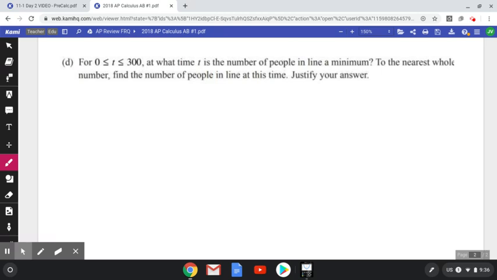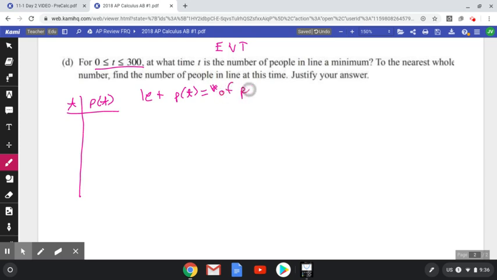Okay, let's read this one and see if we can figure out what to do. So it says for 0 to 300, at what time t is the number of people in line a minimum? So right away, in my head, I'm thinking EVT. The reason why I'm thinking EVT is we're trying to find a minimum or a maximum over an interval. So if I even started to build this table, I'm going to do my time t, and then we're going to have to actually introduce a new function here. So we're going to say let p of t equal the number of people in line.